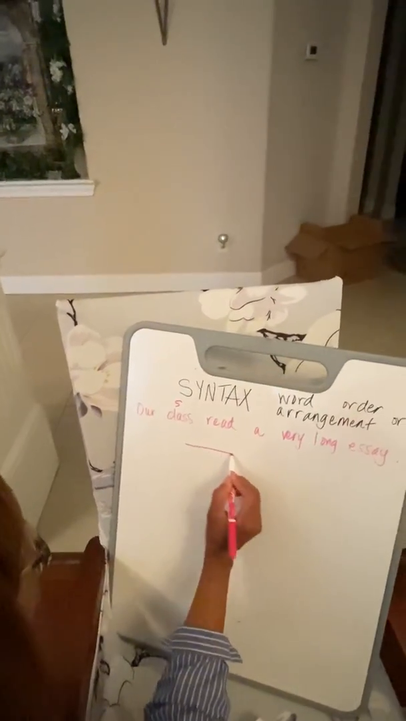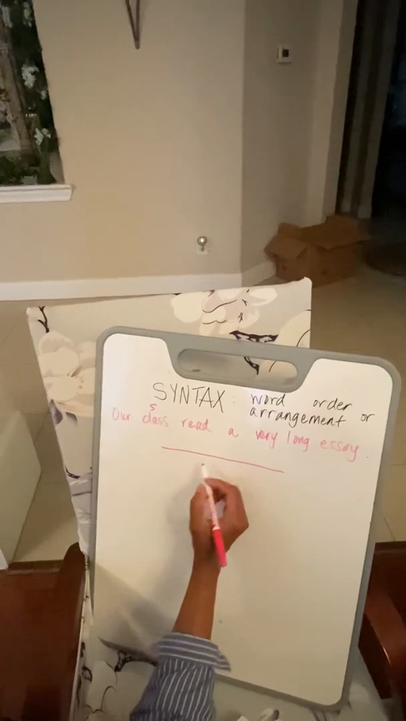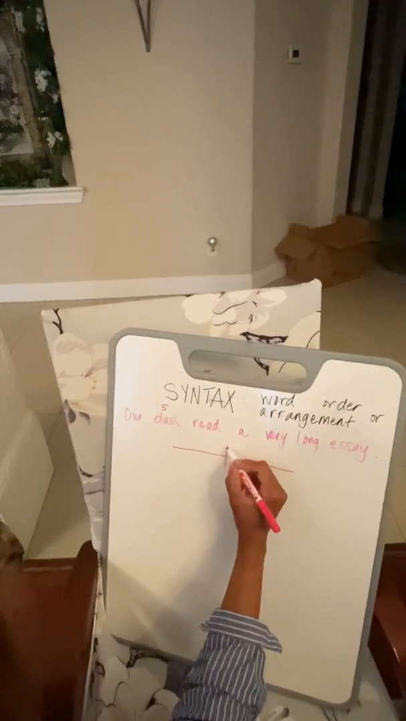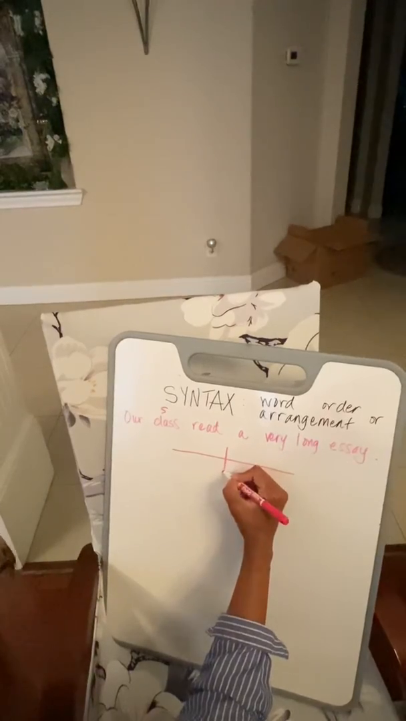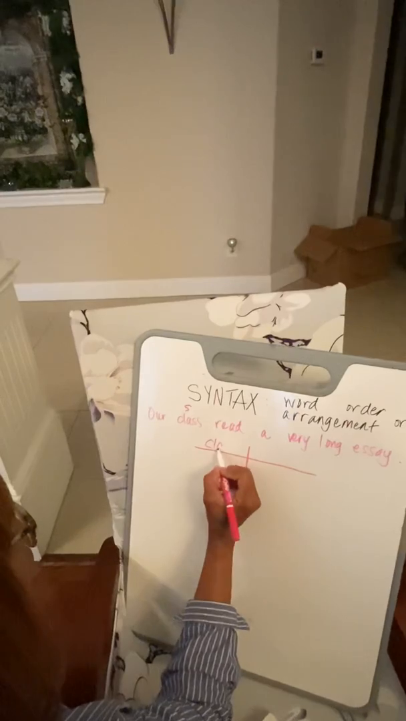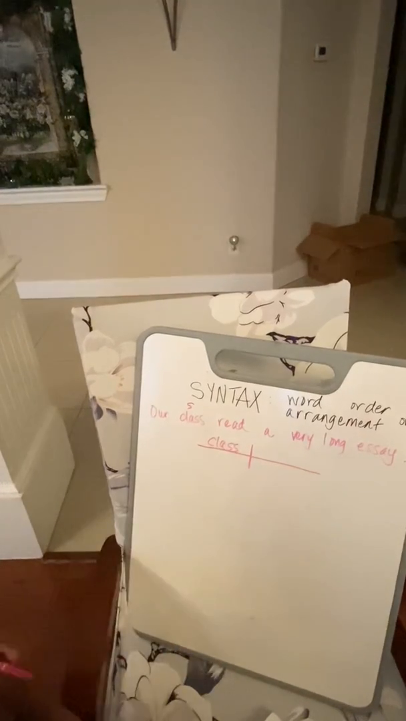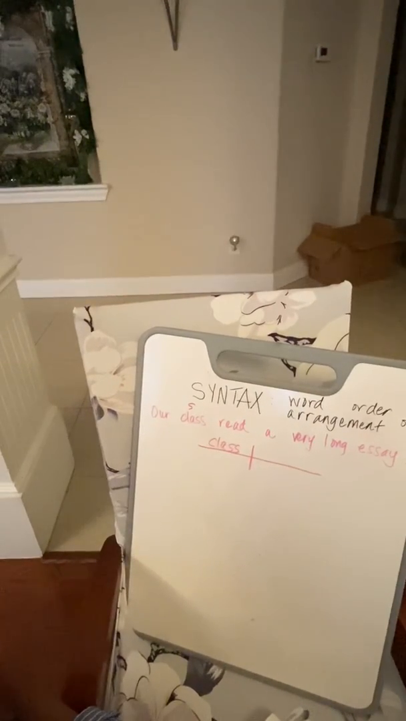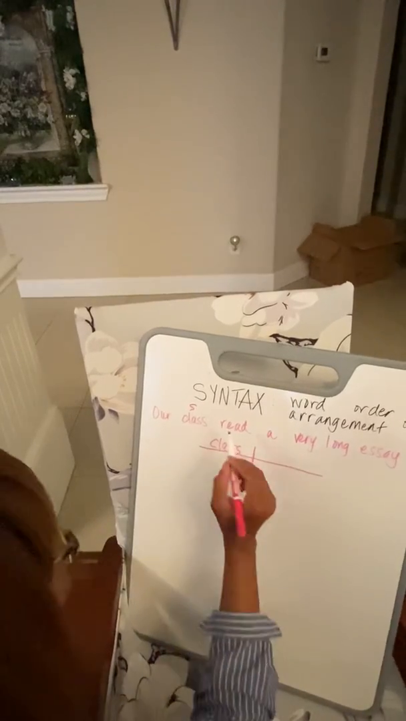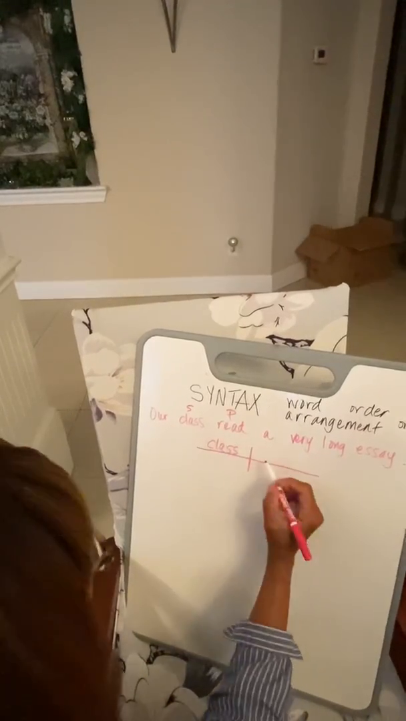So when I diagram, I draw a horizontal line, and I bisect or divide it with a vertical line. This line has to go all the way through, and my first step is to find the subject and write the subject on top of this horizontal line. My second step is to find the verb. What did the class do? That word is the predicate, or the verb.